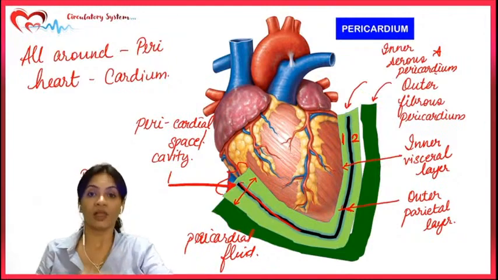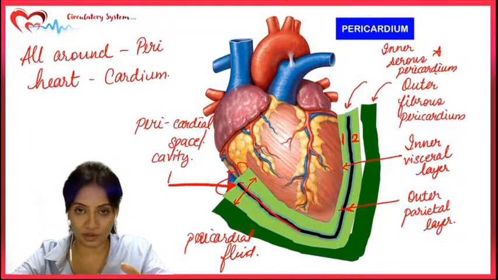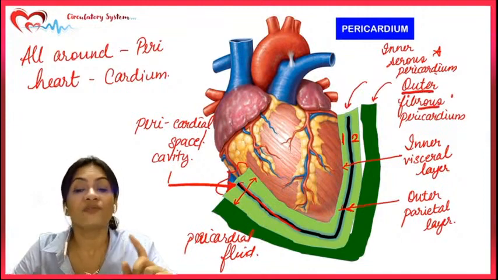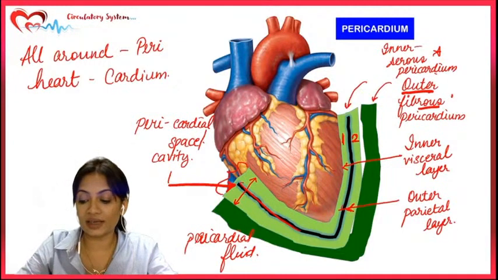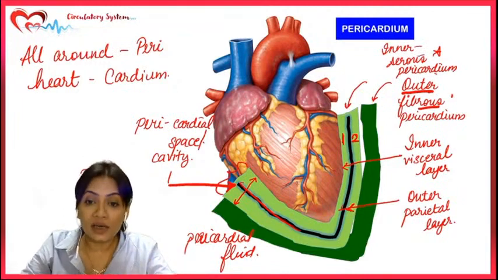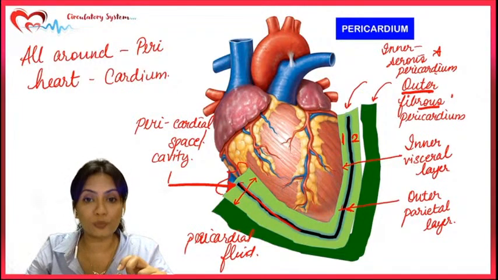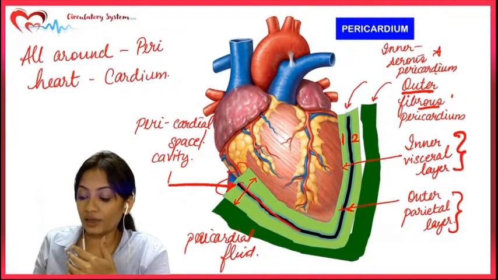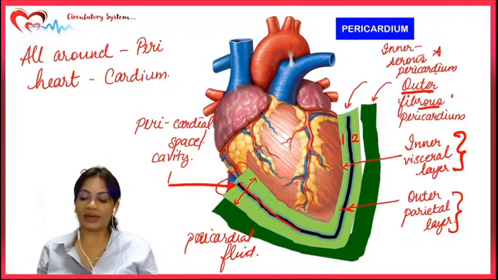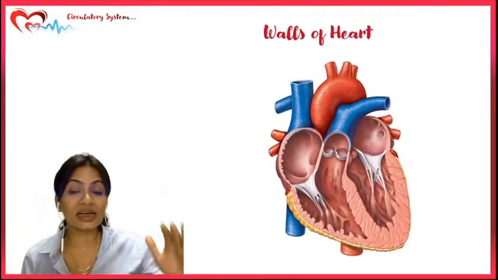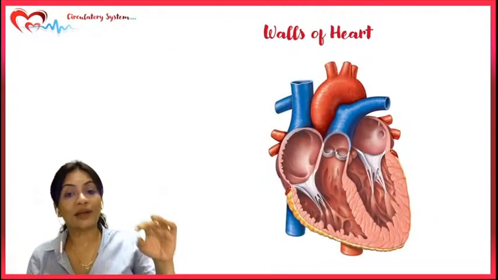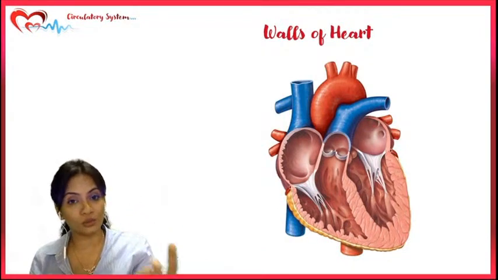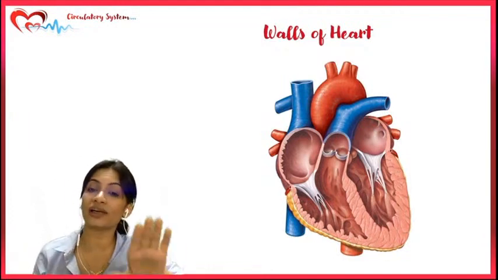So basically, the heart has got two layers to it. The outer layer is called the outer fibrous pericardium. The inner layer is called the inner serous pericardium. And the inner layer is again divided into two parts. Which are those two parts? You have an outer parietal layer and then you have an inner visceral layer. Okay, alright, let's continue now. So those were the layers or the covering of the heart. And what was that covering called? It was all around the heart, and it was called pericardium.